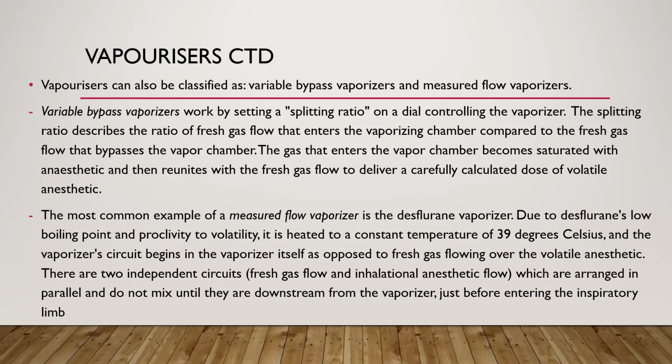Like I said, vaporizers can also be classified on the basis of how the vapors go through them. We have the variable bypass vaporizers, and we have the measured flow vaporizers. The variable bypass vaporizers have two components. We have the vaporizing chamber, which is where your liquid anesthetic agent is stored. Then we have the bypass zone.